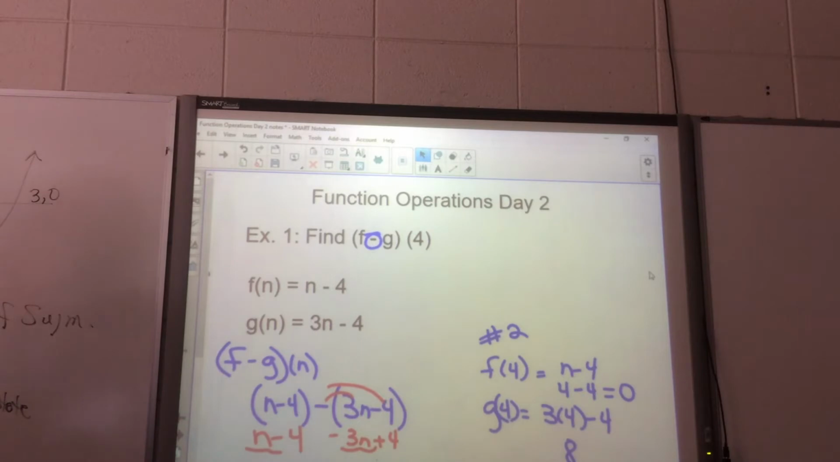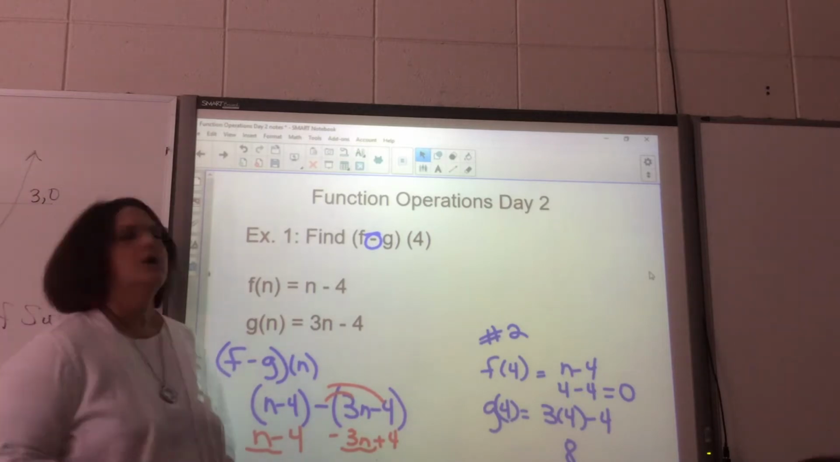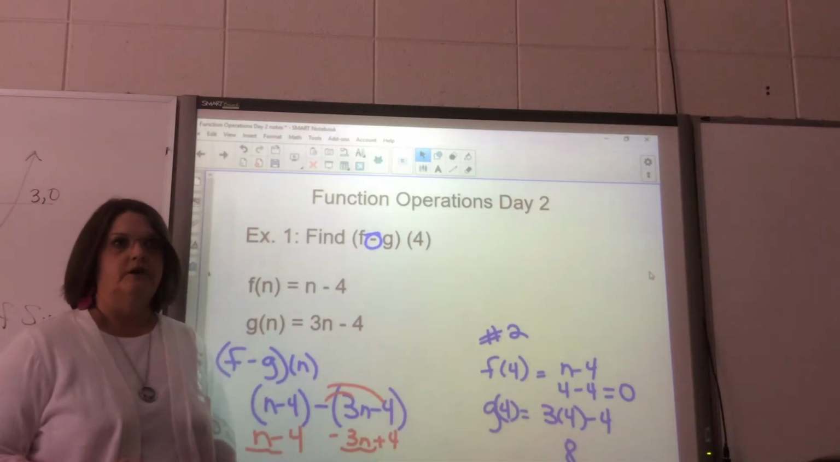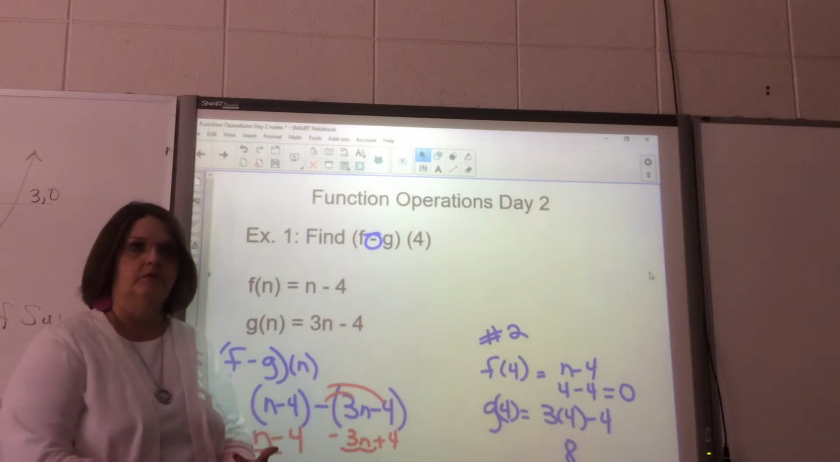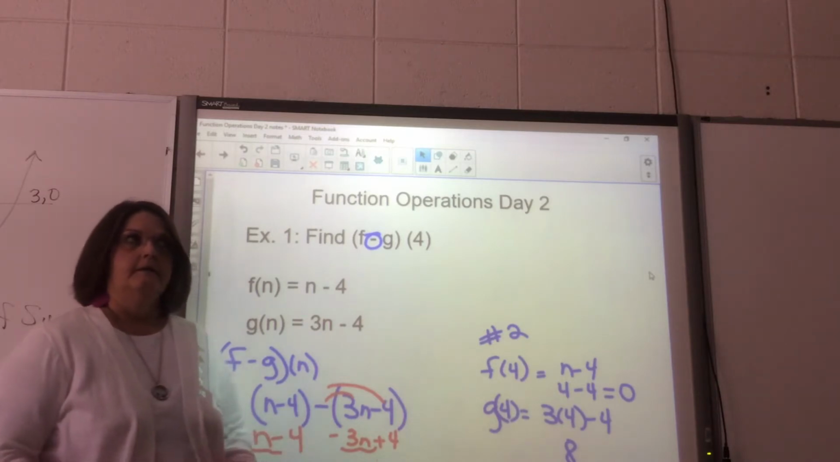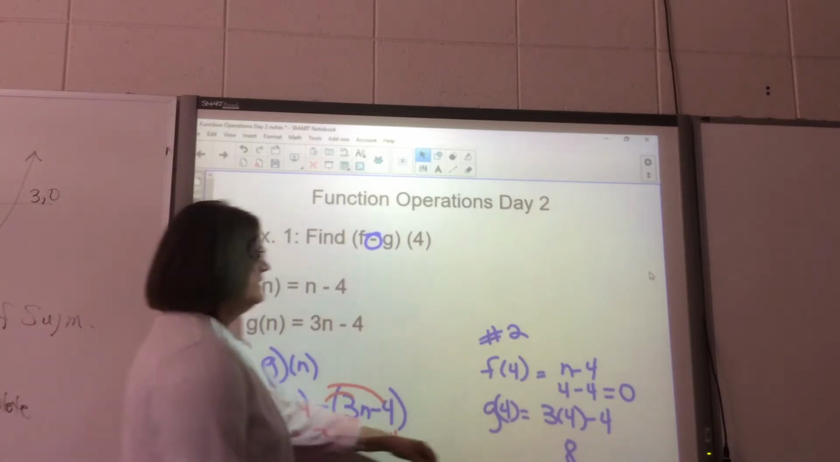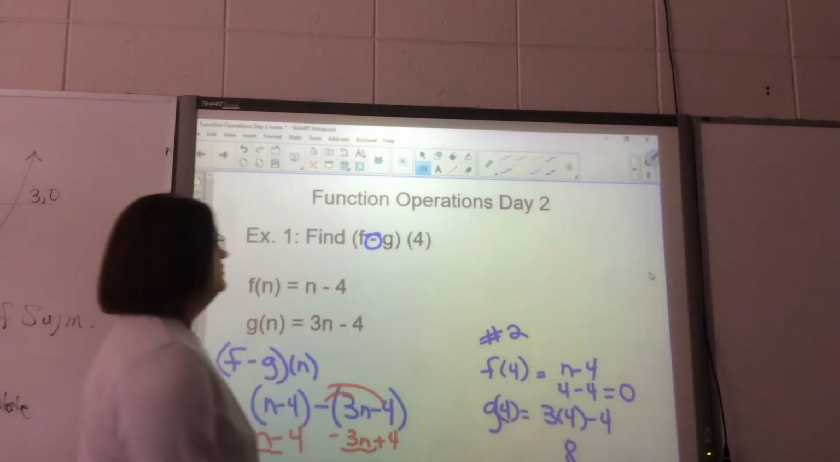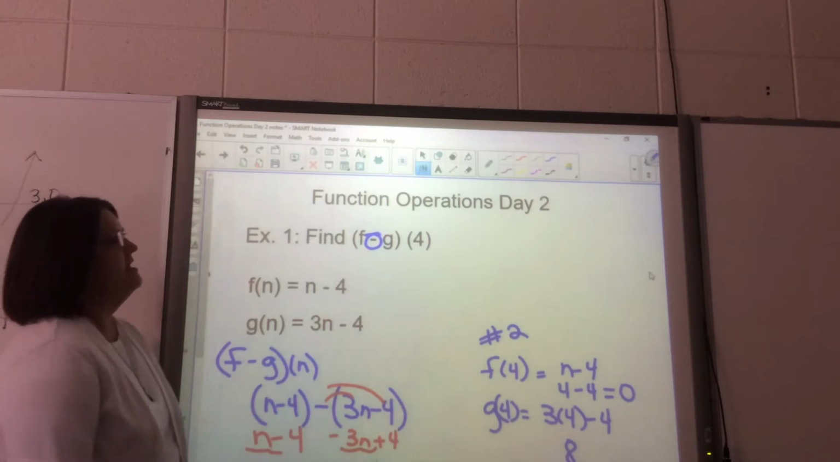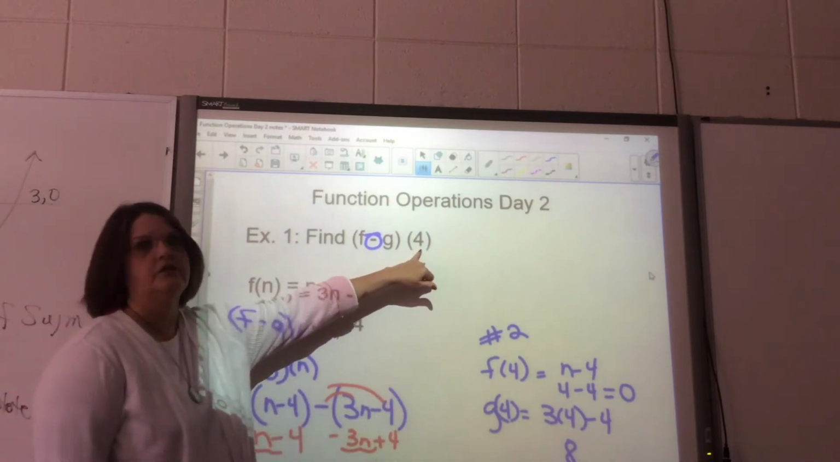Okay, this is the second part of function operations. Earlier we did function operations where we just added, subtracted, multiplied, and divided. But we didn't do anything with it once we did that. What we're going to do now is a function operation, and then substitute a number into it.